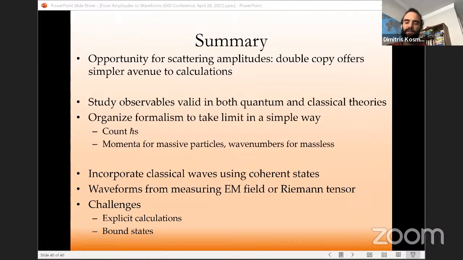So there's no h bar over h bar possibility? It's clear that there's never going to be h bar over h bar.